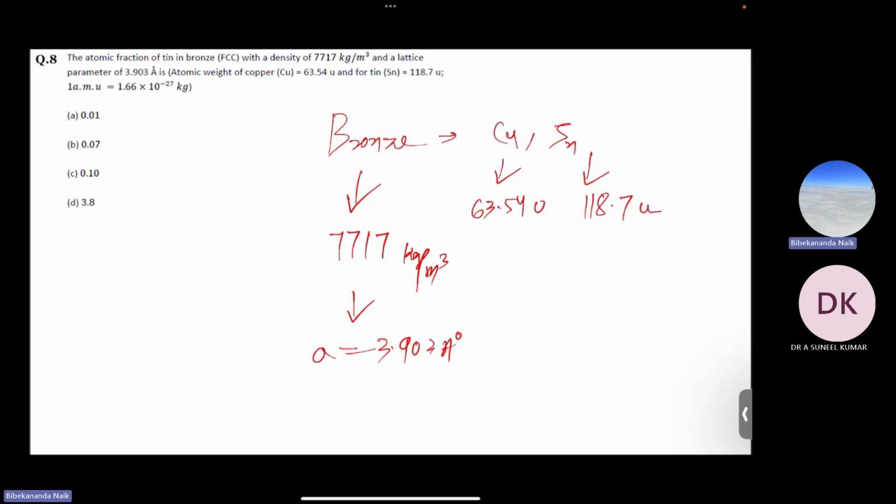We need to find out the packing fraction. Packing fraction means the total volume, out of which there are some empty spaces and there are some atoms present. The volume of the atoms present inside the cube and the total volume of the cube give the packing fraction, that is the ratio of occupied volume to total volume. I will give you a few minutes to try this question, and then we will discuss the process to solve it and how we will proceed.